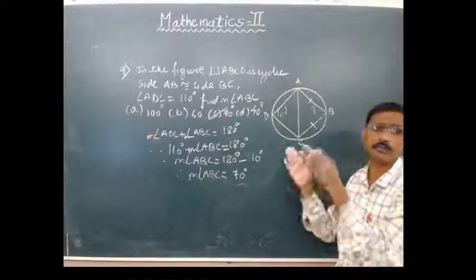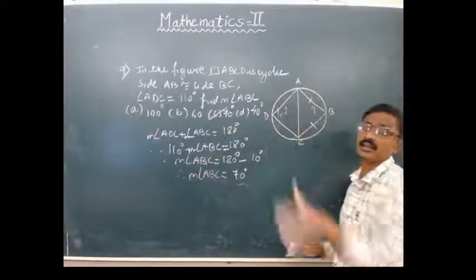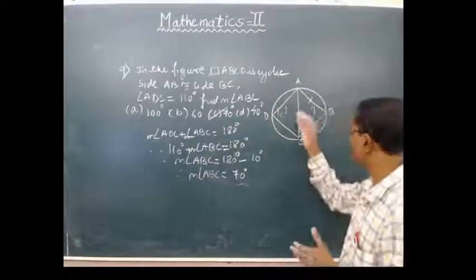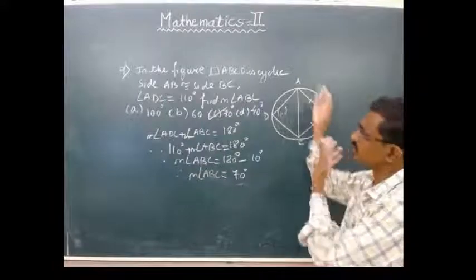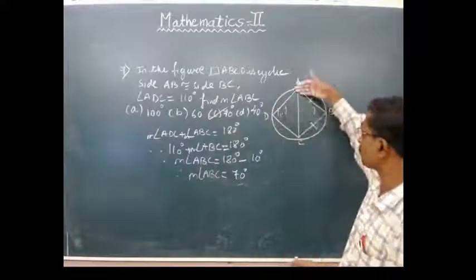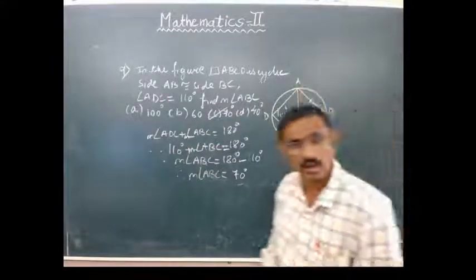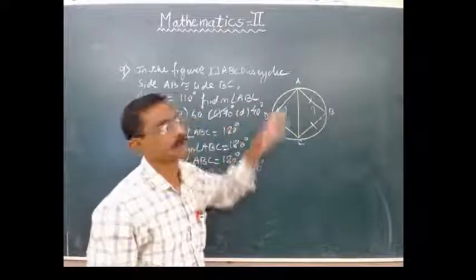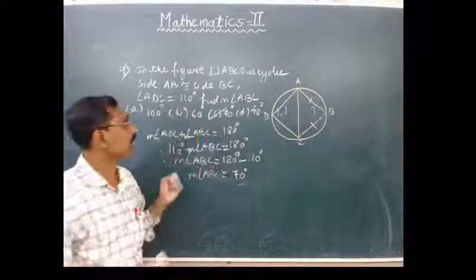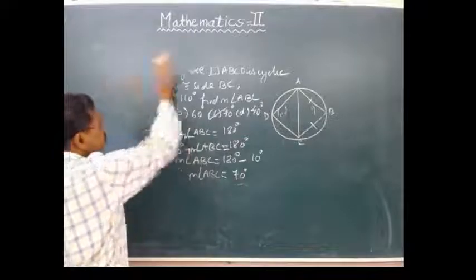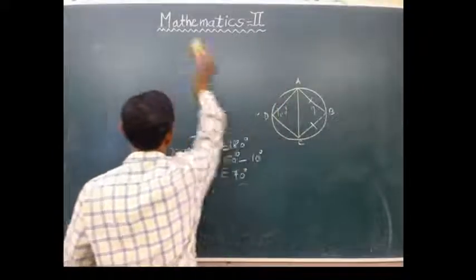So there may be a few problems based on the cyclic quadrilateral. If this side is given, it may ask this side, or if this side is given, it may ask the other, or vice versa, the up one, A or C. There may be n number of problems based on this. So let's start with the new MCQ. Let's see what is in the next question.